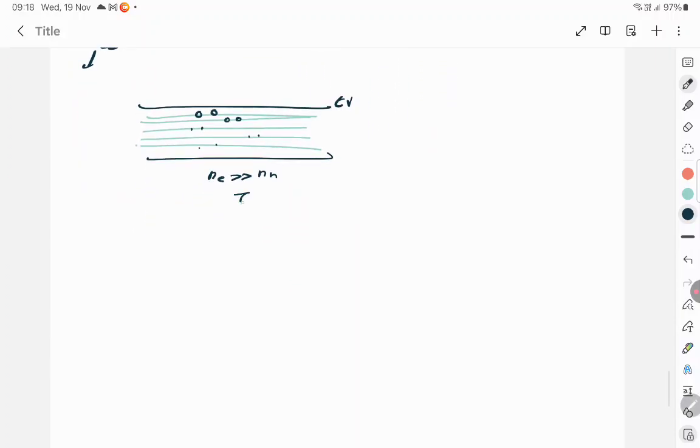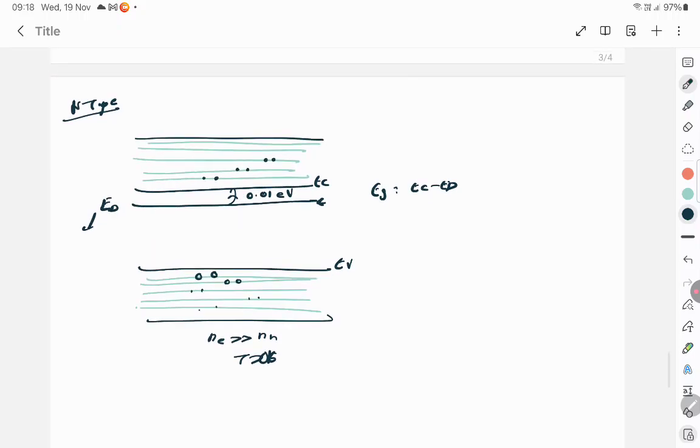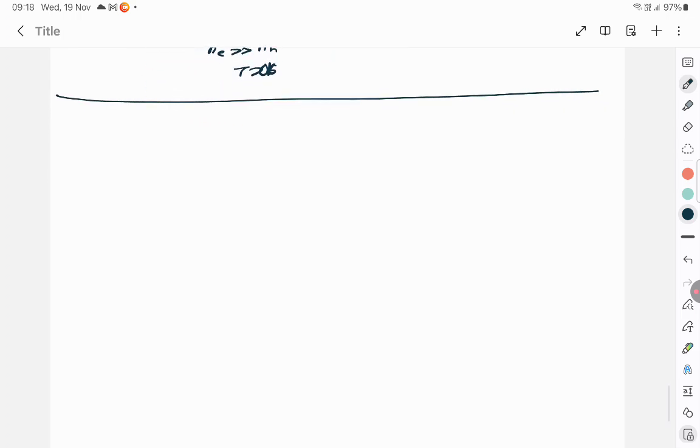Next is, again here also you put T is greater than 0 Kelvin everywhere, because at 0 Kelvin there will be only the Fermi level, you know that, okay. So band gap theory is over. That's all. You're very clear about all that.